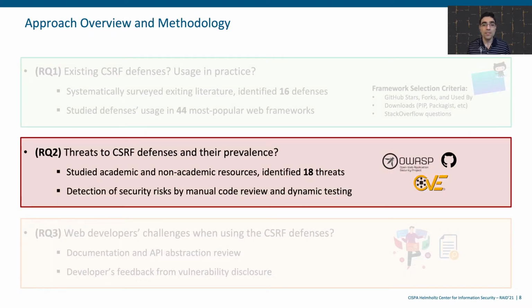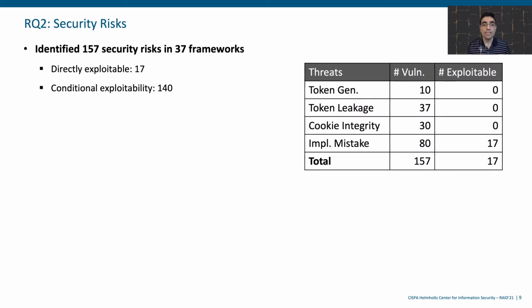Coming to the second research question, we studied the exposure of frameworks to the 18 threats we identified from the existing literature by manual code review and dynamic testing. As a result of this process, we identified a total of 157 security risks affecting 37 frameworks across 4 categories of threats: token generation, token leakage, cookie integrity, and implementation mistakes. Out of the 157 security risks, 17 are directly exploitable.